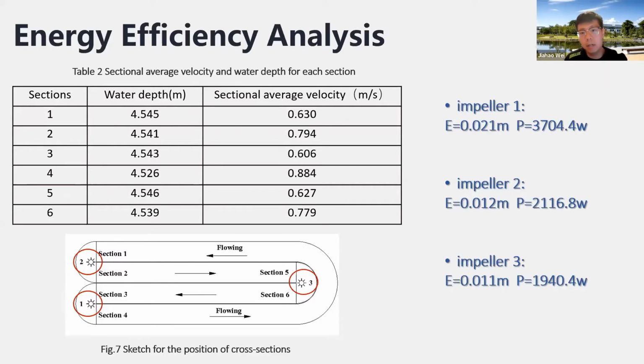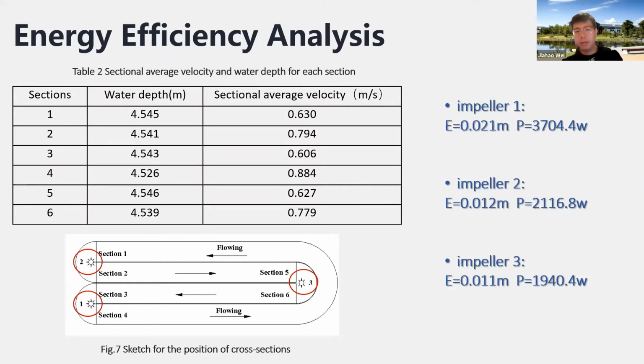As can be seen in Figure 7, the lengths of the channel from section 2 to 5 and 6 to 3 are almost the same and are about half of that from section 4 to 1, which causes the water head loss from section 4 to 1 to be much bigger than those from section 2 to 5 and 6 to 3. Therefore, the energy efficiency for impeller 1 is the biggest, and those for impellers 2 and 3 are nearly the same and smaller than that of impeller 1.